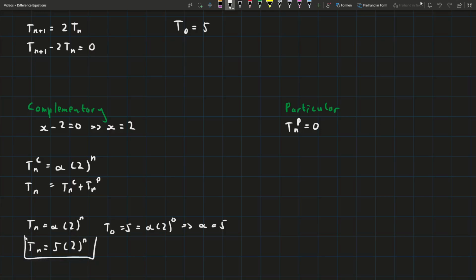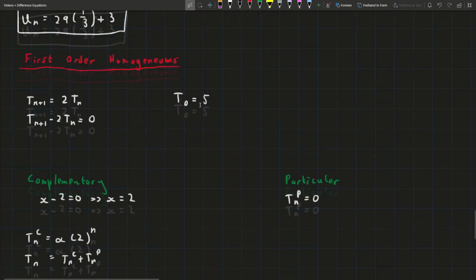And you could technically solve that using normal maths. It's a geometric sequence. If you divide by Tn, you see that Tn plus 1 over Tn is equal to 2, and you can solve it that way as well, but this is just using the same method for all 4 types, and that's it.